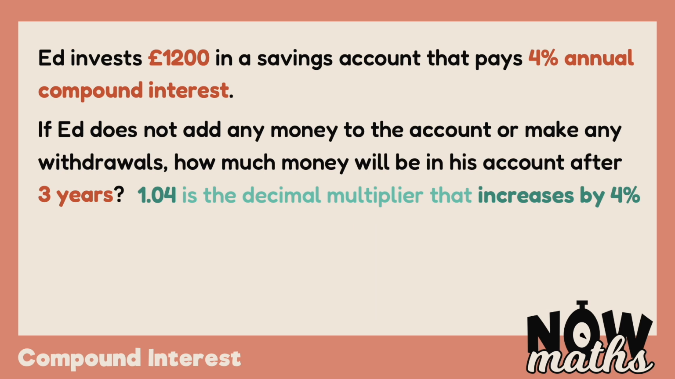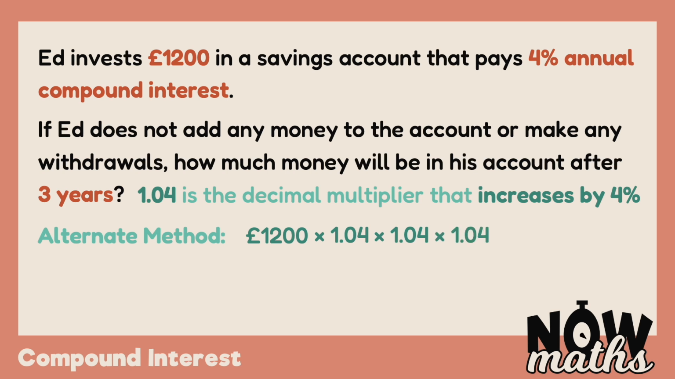So we're going to keep the fact that 1.04 is the decimal multiplier that increases by 4%, because this will still be helpful. And for our alternate method, if Ed starts with £1,200, what we did first was we increased this by 4% by multiplying it by 1.04. We worked out the answer to this, and then we multiplied that by 1.04 again. We then worked out the answer to that, and we multiplied it by 1.04 again. And we could have in fact typed that in our calculator all in one go, as you can see on the screen now.